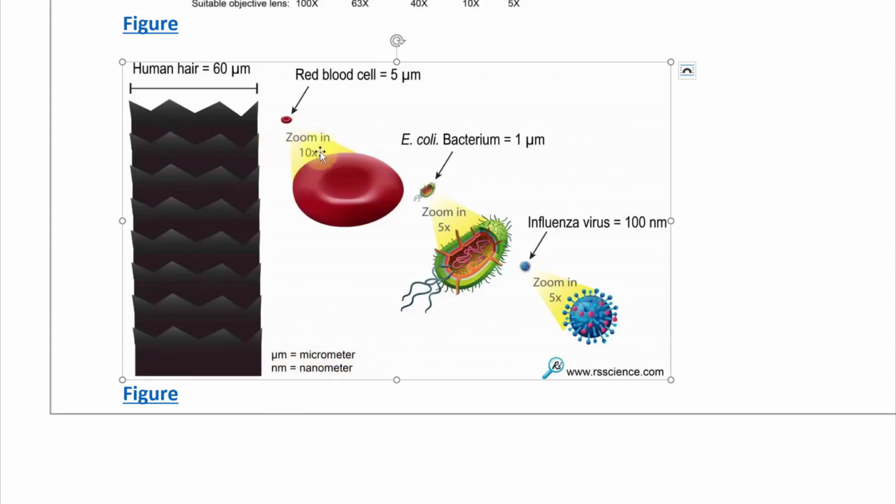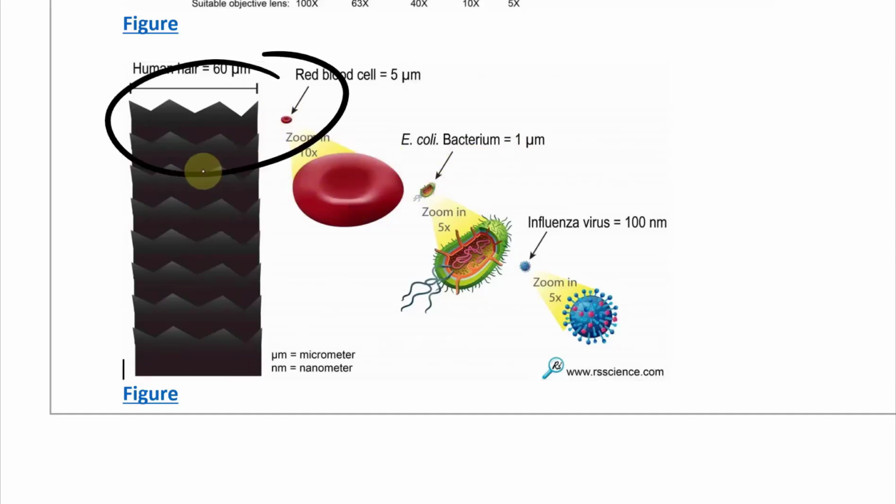Now if you zoom in 10x, it looks like this. If you zoom in 10x, it's still not the width of this, or just about the width, almost. Now E. coli bacteria is 1 micrometer in size, and notice how small it is relative to this red blood cell. I think they put it next to it to compare them together.